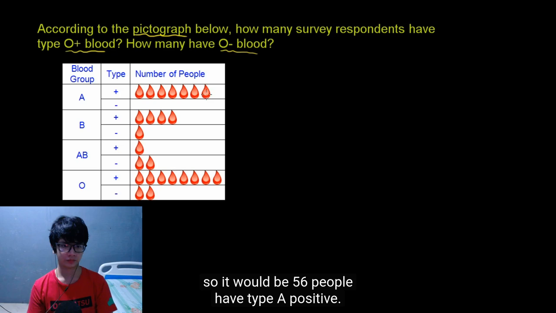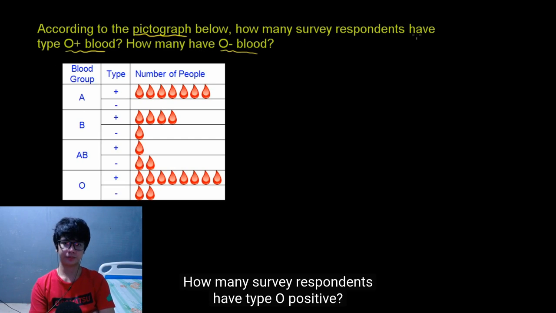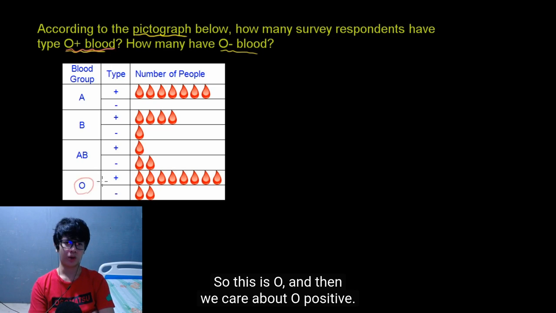So it would be 56 people have type A positive. But let's answer the actual question that they're asking. Yeah, 16 people. How many survey respondents have type O positive? Oh, O positive. So this is O, and then we care about O positive.